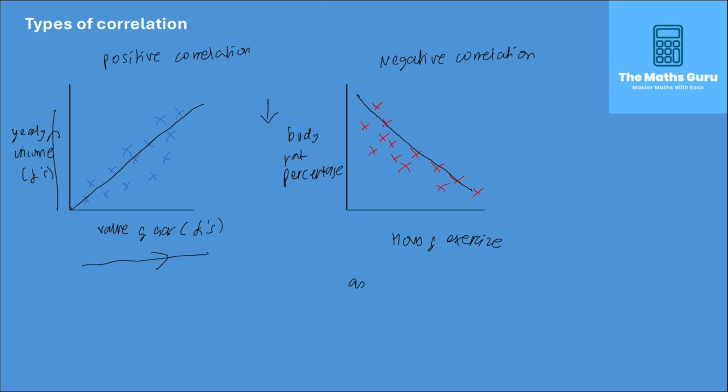So as the hours of exercise increase, oh, doesn't look great, does it? And so body fat tends to decrease, showing a negative correlation there.